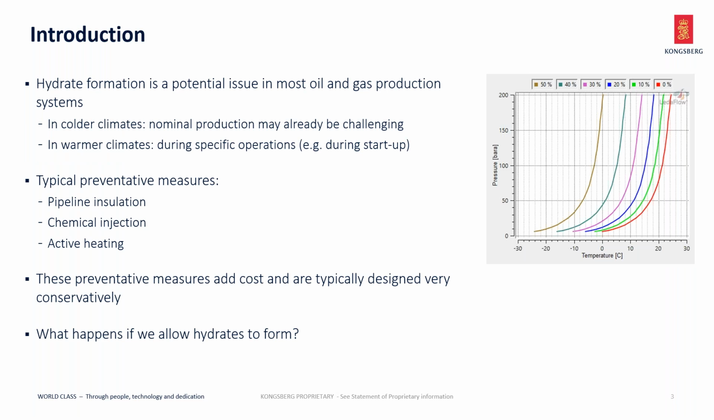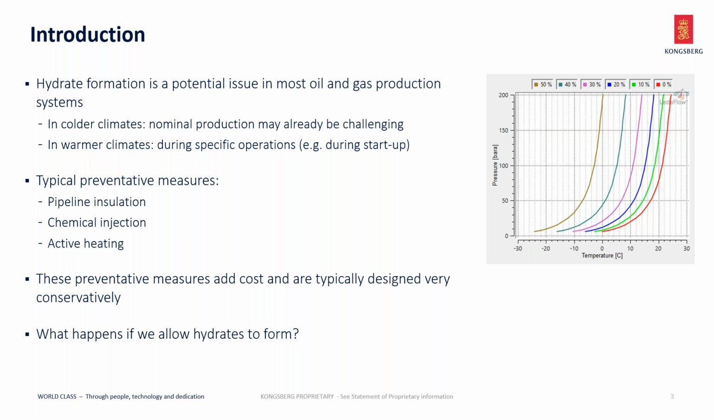So first of all, most of you will probably know about hydrate formation. This is a big issue in most oil and gas production systems. Typically in colder climates, this is normally a challenge even during nominal production, even without doing any special operations. But even in warmer climates, it can be problematic. For instance, during the opening of a well choke, you could temporarily get low temperatures and hydrate formation. So this is something that most flow assurance studies at least touch upon.